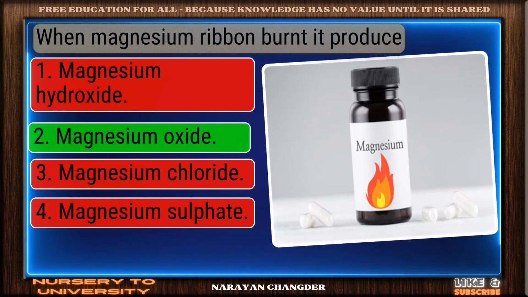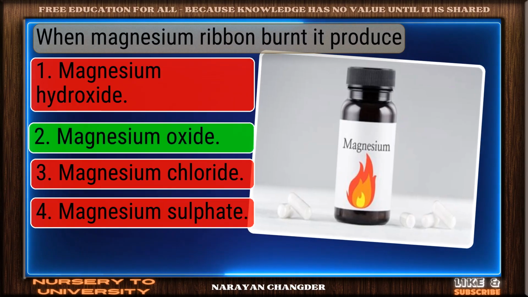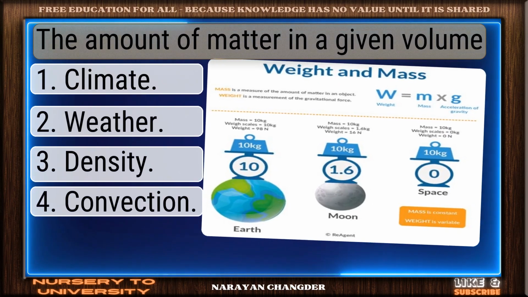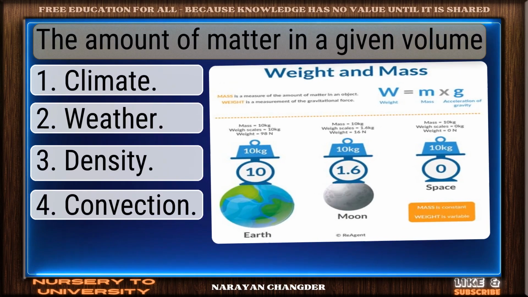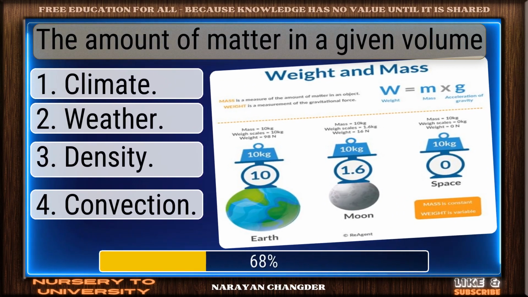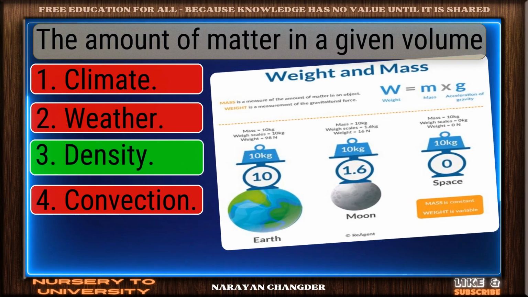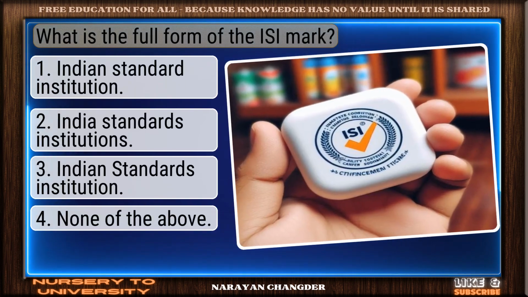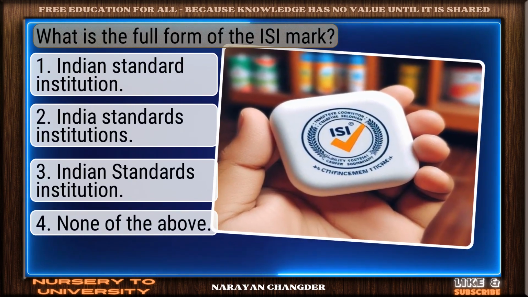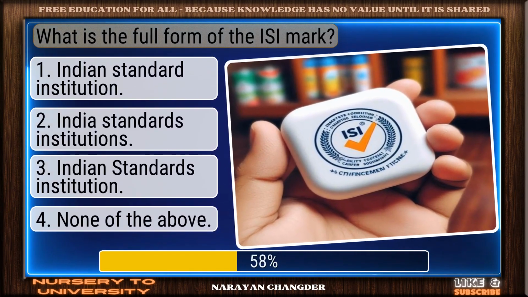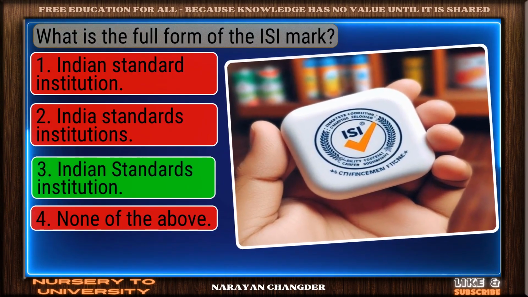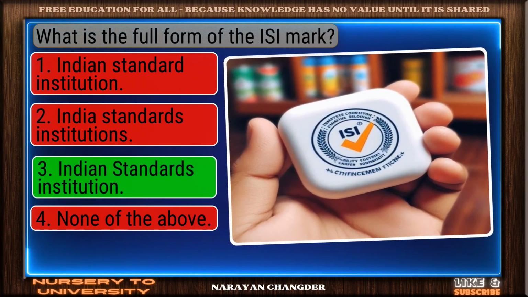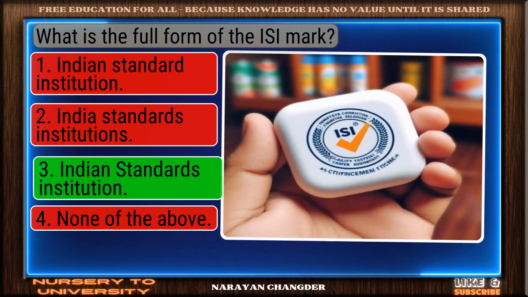Right choice. Magnesium oxide is the best answer. Question number 164. The amount of matter in a given volume. Good job. Your answer density works well here. Question number 165. What is the full form of the ISI mark? Nice work. You chose Indian Standards Institution, and it is correct.